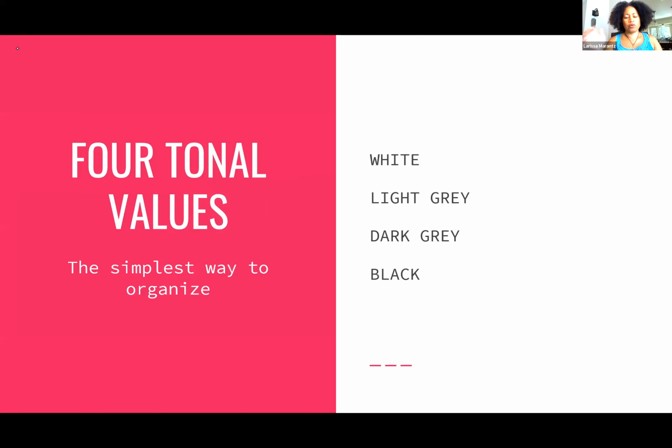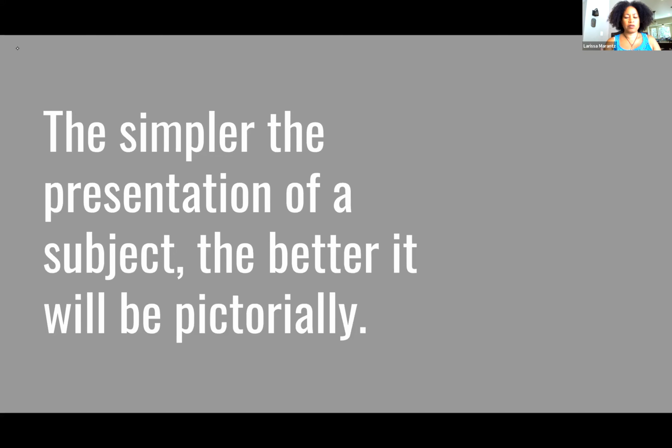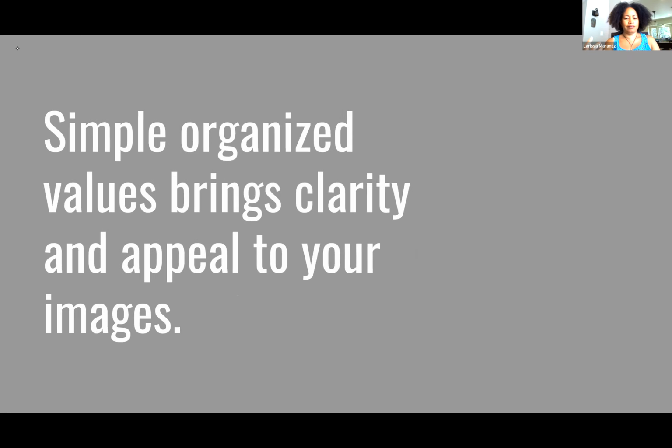Okay, so when you're planning out your value comps, when you're developing illustrations, one really easy way to do it is by using 4 tonal values. You can use white, light gray, dark gray, and black, and that's basically the easiest way to do it. The simpler the presentation of a subject, the better it will be pictorially. So if you simplify it in 4 values instead of thinking about all 9 values, and you organize that, it'll read better.